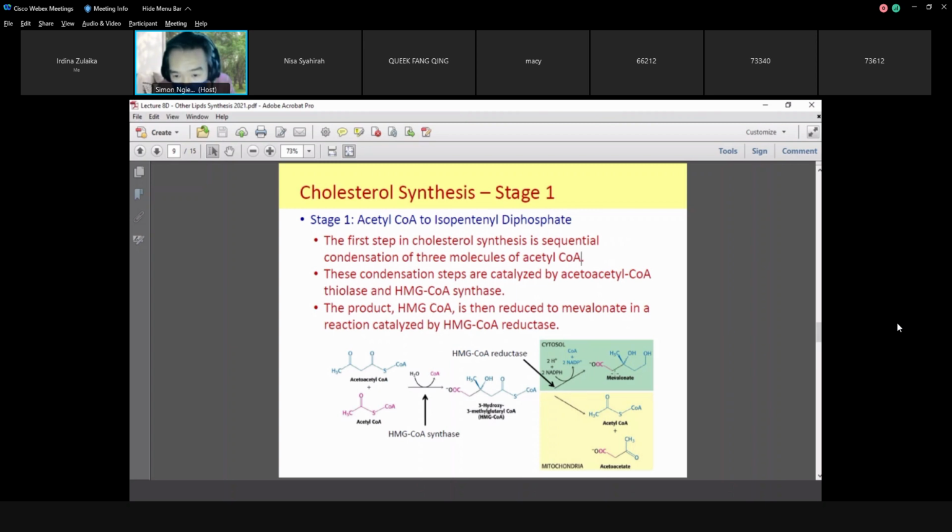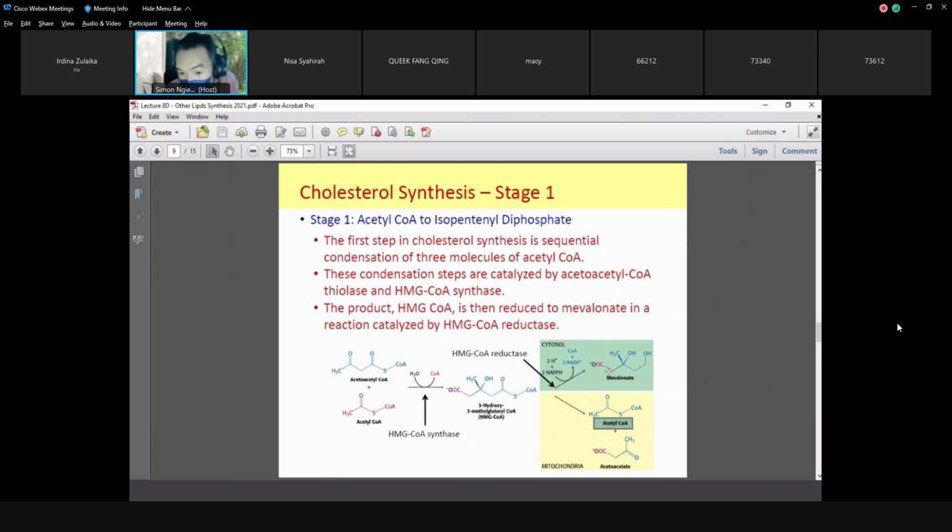Now this is your mevalonate. You have one, two, three, four, five, six: six carbon, coming from three different acetyl-CoA. The conversion of HMG-CoA into mevalonate is catalyzed by this reductase enzyme, and this takes place inside the cytoplasm. If this structure ends up going into the mitochondria, it is converted back into acetyl-CoA. So synthesis takes place inside the cytoplasm.